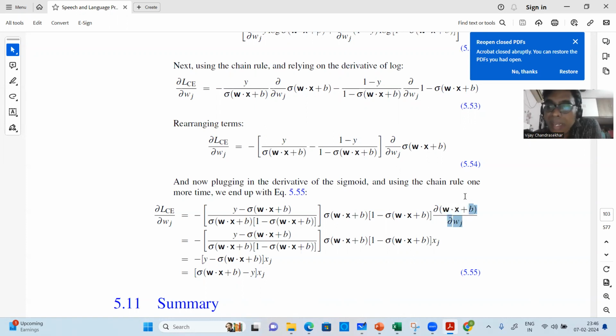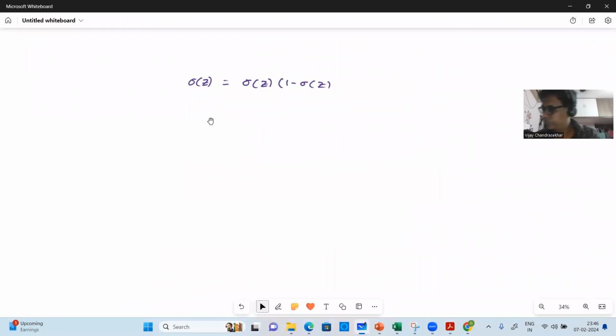All right. Now let's look at this, folks. Let's look at this alone. The partial derivative of w dot x plus b with respect to wj. So let's go back to the partial derivative of w dot x plus b with respect to wj.